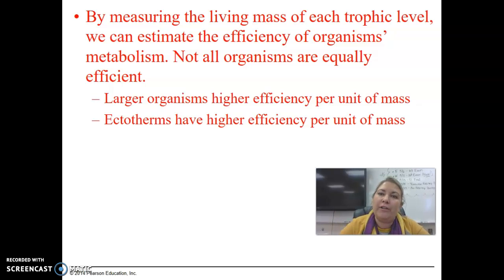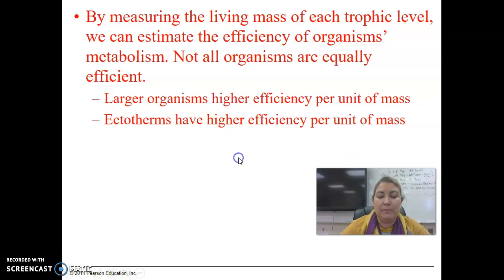Remember that not all organisms are equally efficient. Our caterpillars are very, very efficient. They are small and they are cold-blooded, so they don't waste a lot of energy keeping themselves warm. As a general rule of thumb, the larger an organism is, the higher its efficiency per unit of mass. But ectotherms have much higher efficiency per unit of mass.